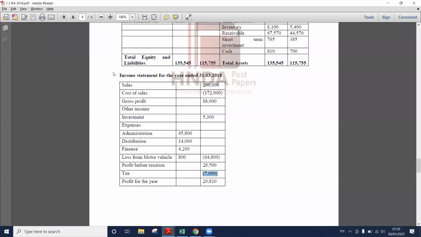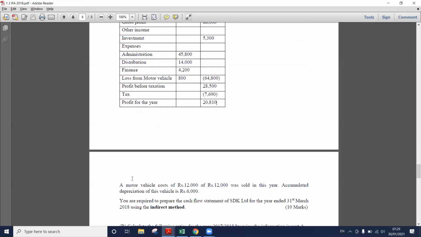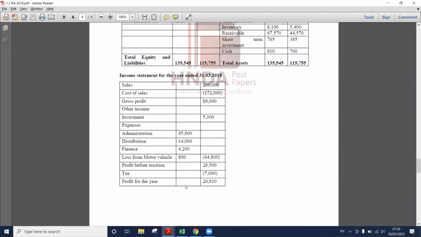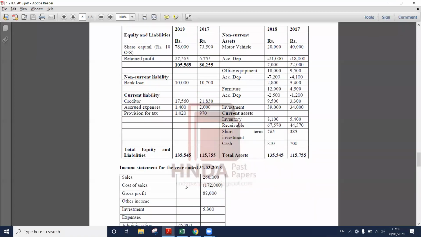Then we have gone through all the items, all the captions under the income statement. Now we have treated that. So we have come across this additional information and we have treated this as well. Now we can move to the balance sheet. See?